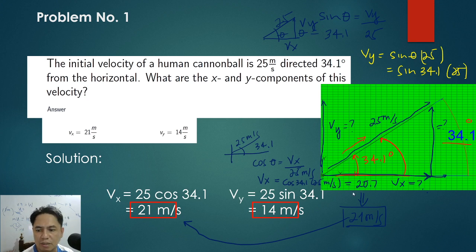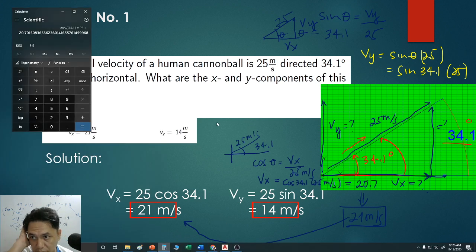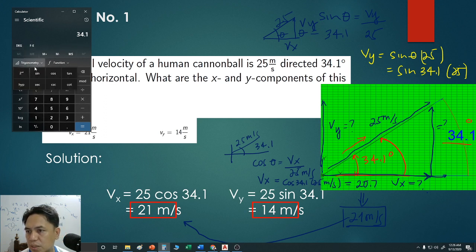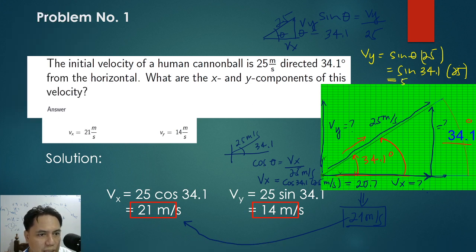And what is sine 34.1? Let me use the calculator from my computer. So 34.1, and I'll use the trigonometry function, which is sine. So what is that? 0.5606. So we will put it here: 0.5606 times 25. And what do we have?